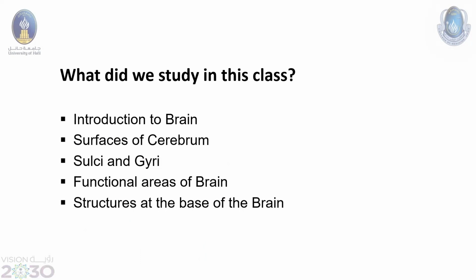So this is all we studied here. Just to revise, we studied the introduction to the brain and some of the important features of the brain. Then we studied the surfaces and the borders of the cerebrum. Then we studied some of the important sulci and gyri, as well as some of the important functional areas of the brain. Finally, we studied the structures at the base of the brain, especially the interpedicular fossa.